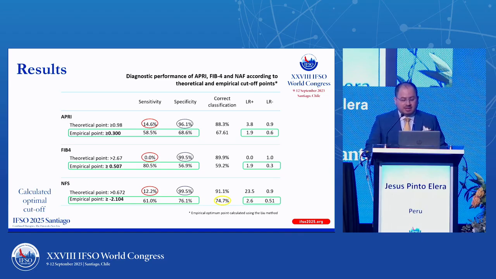with FIB4 maintaining the best correct classification. These calculated cutoff points were 0.3 in APRI, 0.5 in FIB4, and -2.1 in NFS.